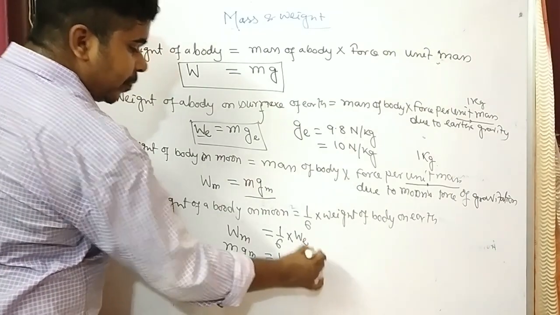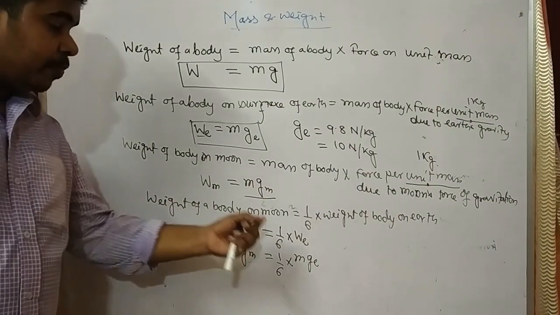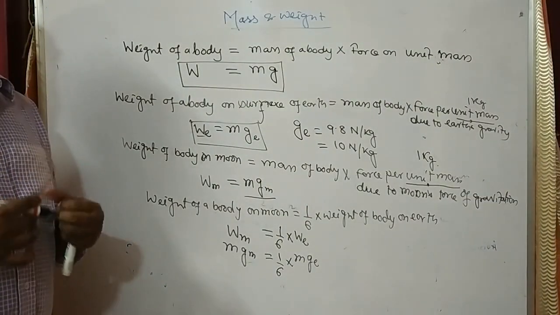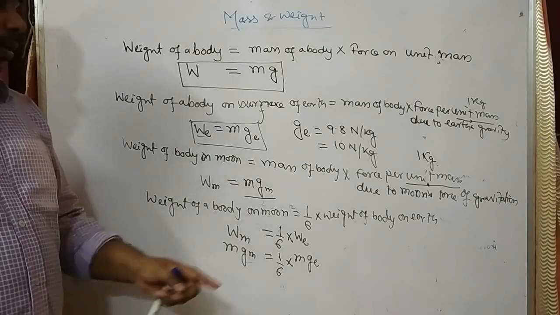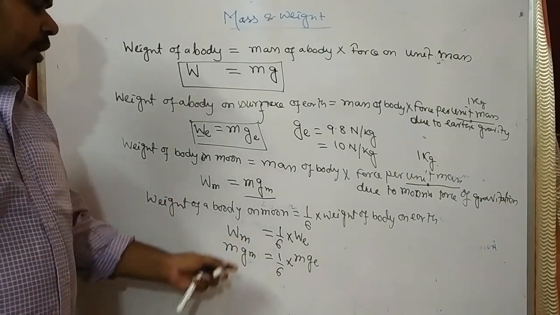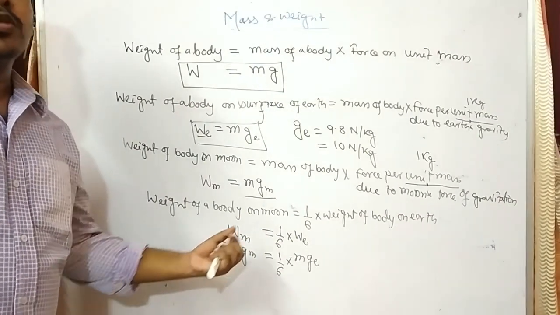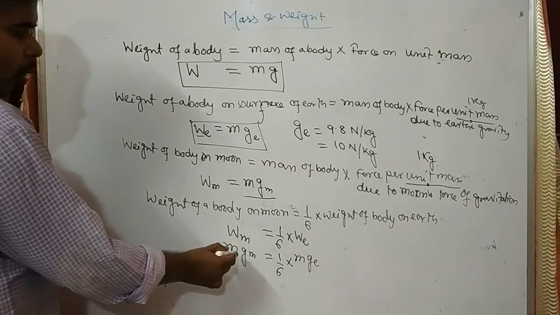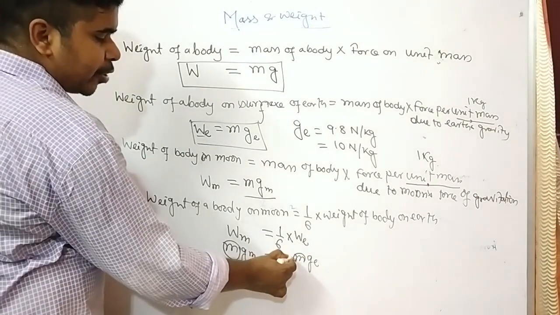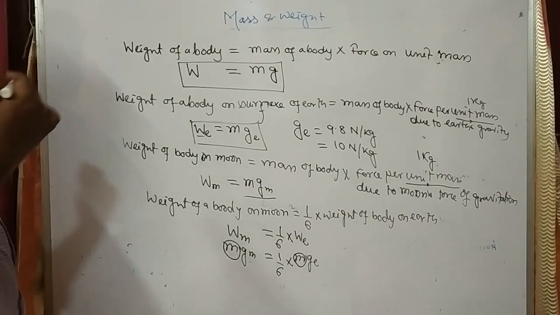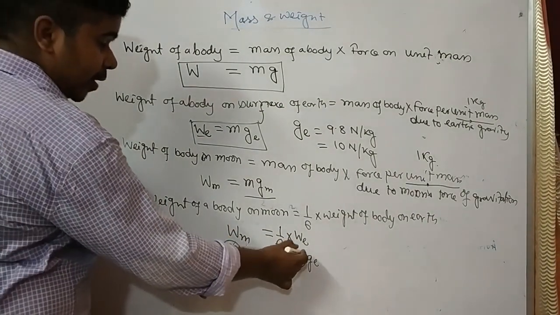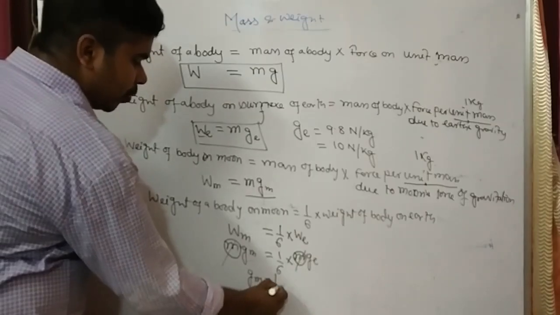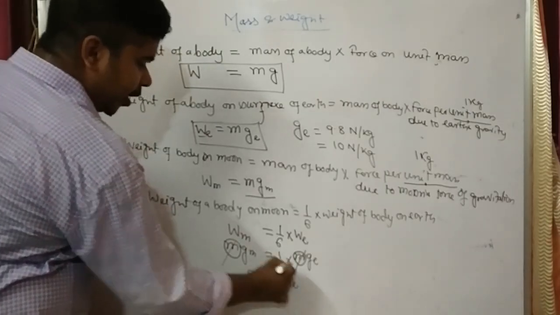Now you might be asking, sir, how do we know? See, this is not calculated by me. It is done by scientists, by experiment, and then it is shown by calculation that the weight of the body on moon is 1/6 times the weight of the body on Earth. Now we all know the mass of the body should remain the same wherever it is taken. So mass will be cancelled out. So GM equals 1/6 of GE.